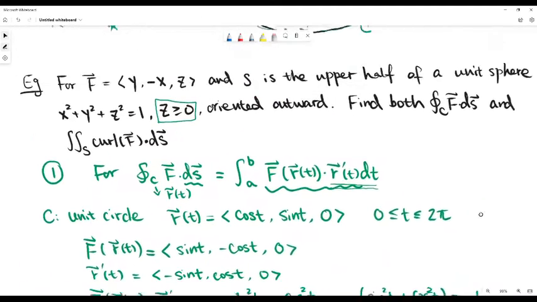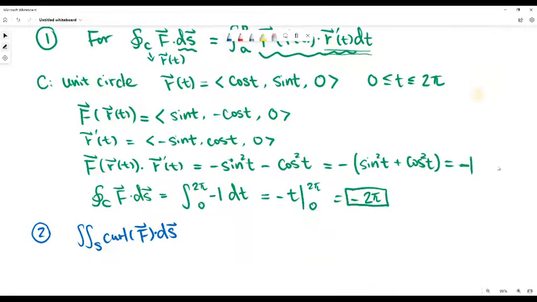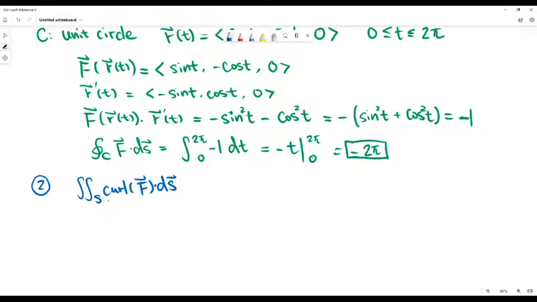which is the upper half of this unit sphere again. Now my F is y, negative x, z, right? But we're going to find the curl of it, because that's our integrand now.